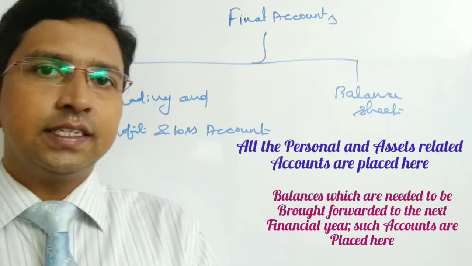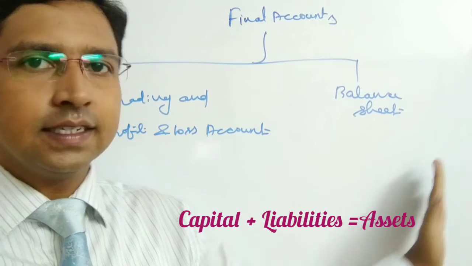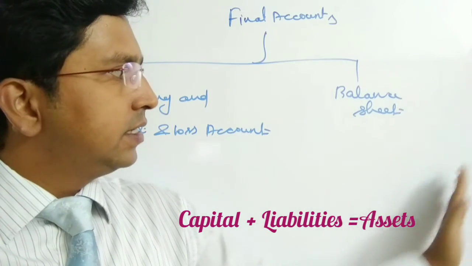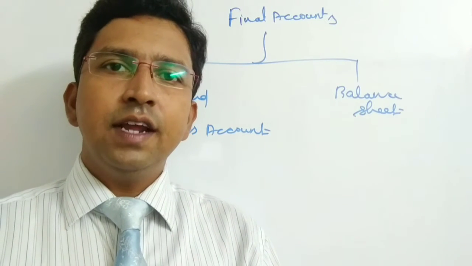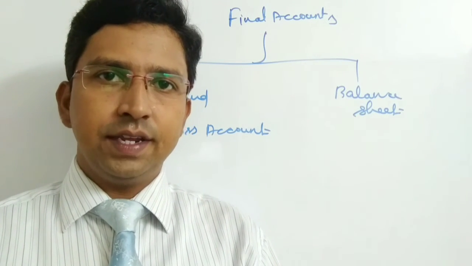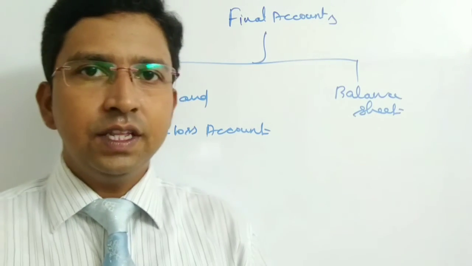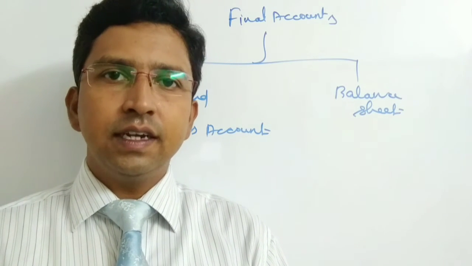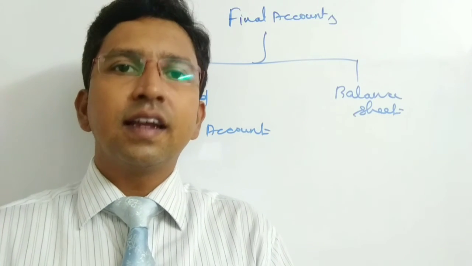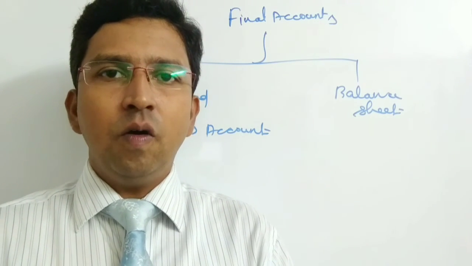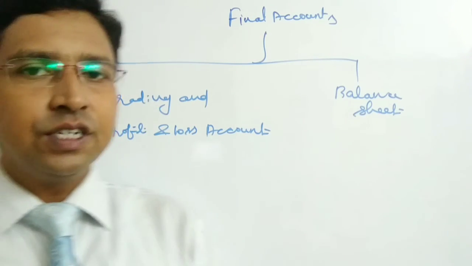Capital and liabilities are placed on the left side, and all the assets, that is fixed assets and current assets, are placed on the right side. By preparing the balance sheet, we are able to know the financial position of the company. We are also able to get the solvency position, whether we have sufficient current assets to satisfy the current liabilities. Liabilities are nothing but the claims against our business. Here all the assets and liabilities are grouped and shown in a structured form.